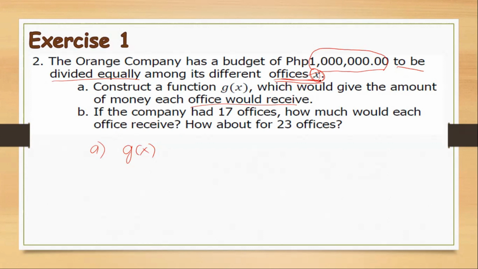Since x is the number of offices, we have 1 million pesos divided by the number of offices. So that's it. And if the company had 17 offices, how much would each office receive? This time you are going to solve for g of 17. I think you are now able to solve that one.